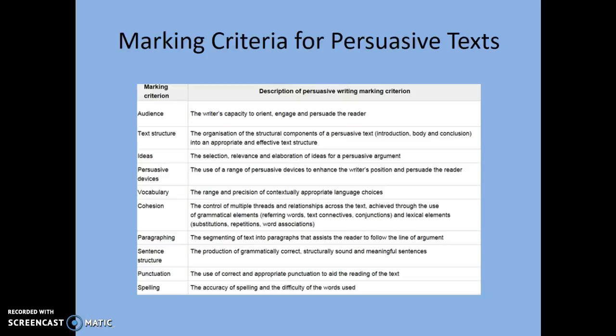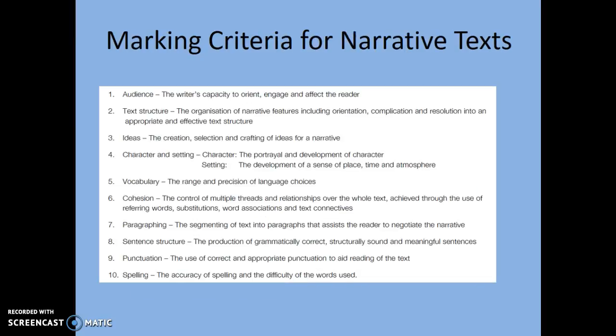The second of the NAPLAN criteria is text structure, and you can see here that that is the organisation of the structural components of persuasive text, introduction, body and conclusion, into an appropriate and effective text structure. For the narrative text, if you get asked to write a narrative, it relates to the organisation of narrative features including orientation, complication and resolution into an appropriate and effective text structure.